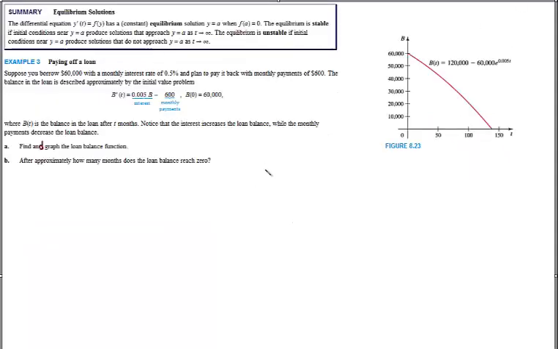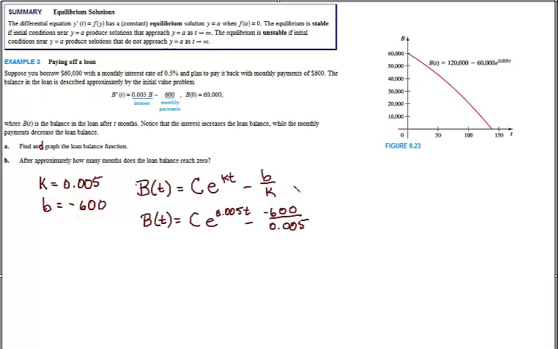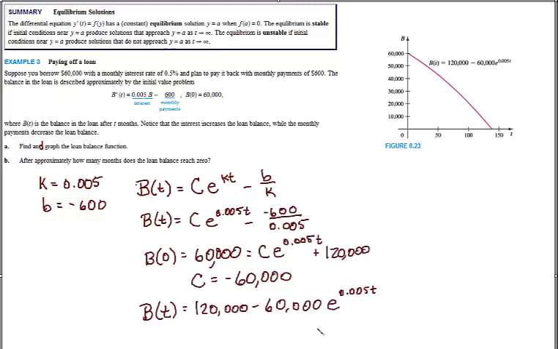In our next problem, we are looking at a differential equation that we're supposed to find and graph the function. Alright, so let's find the function first. I will note to you that k in this case is 0.005, and my b in this case is going to be negative 600, and I'll put that together for you. Okay, just putting together our solutions to that differential equation, and now putting in our initial condition where b of 0 equals 60,000, we're going to get what our c value is. Alright, we have found our function, and this is the graph of that.